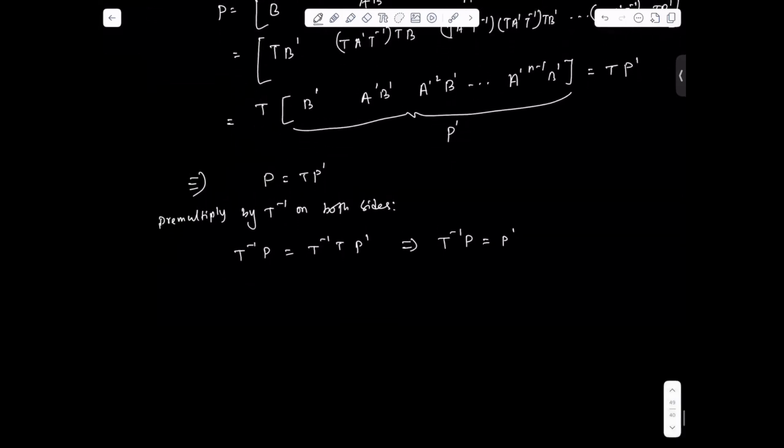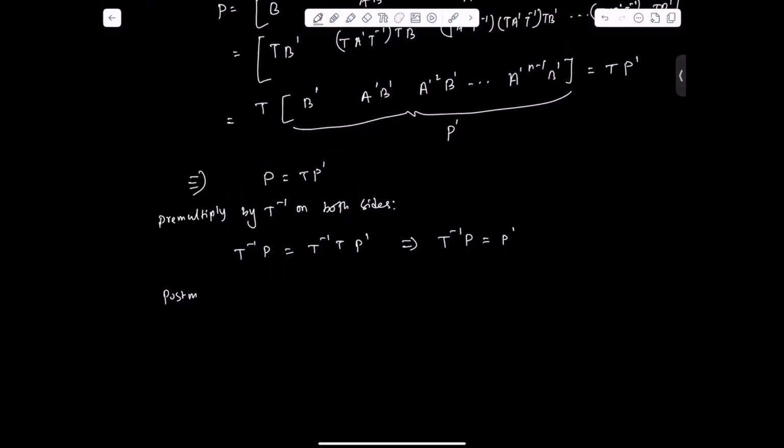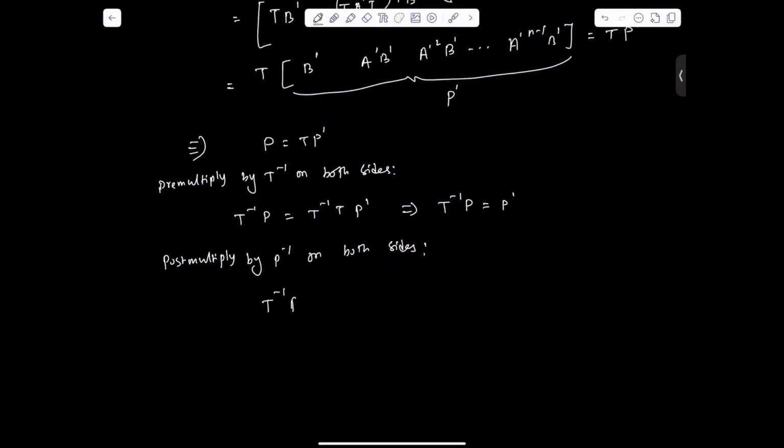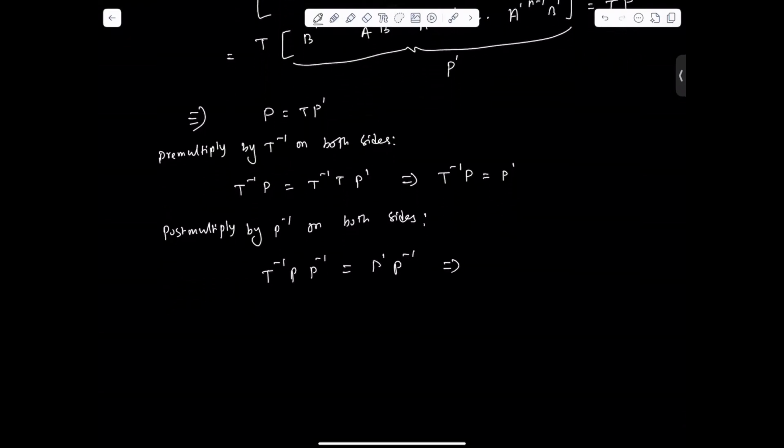And again, if we want to post multiply by P inverse on both sides, here T inverse P inverse equal to P dash P inverse, and from this we can have T inverse equal to P dash P inverse.